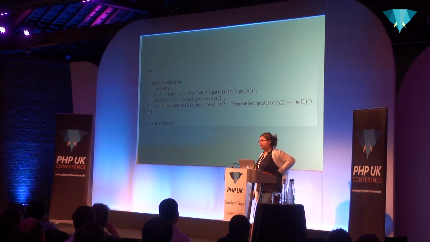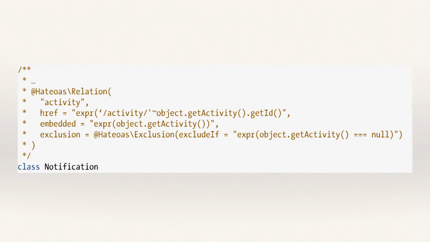You could also embed things. Remember, the embed is about exposing more information on your resource. So here I use the relation. I put some word, because on my resource I'm going to have the activity. And yeah, on the embed, I'm just exposing the activity. So on my object, I call the method getActivity.